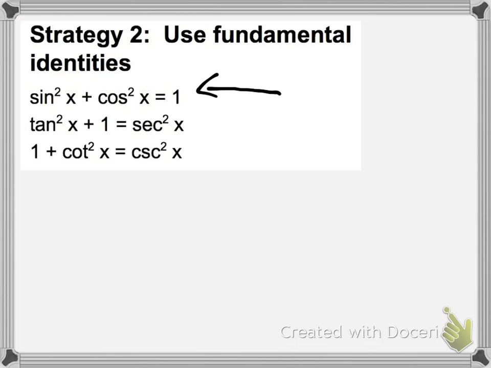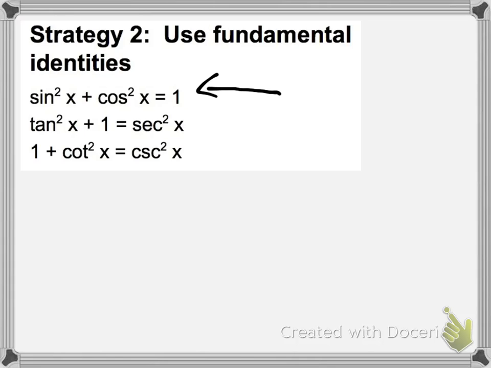Another strategy, similar to the last one, is to use some fundamental identities, particularly the Pythagorean identities, which we talked about the other day. Remember, the main one is this first one, sine squared of x plus cosine squared of x equals 1. You can get the other two by dividing through by sine squared or cosine squared.